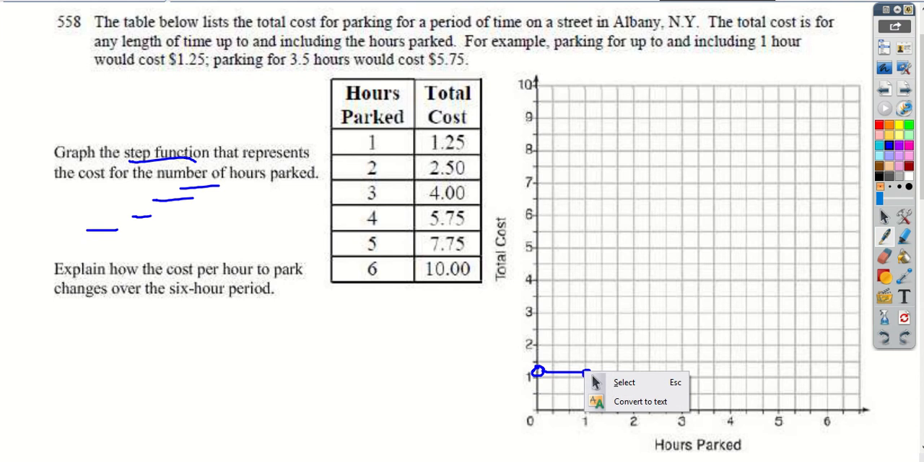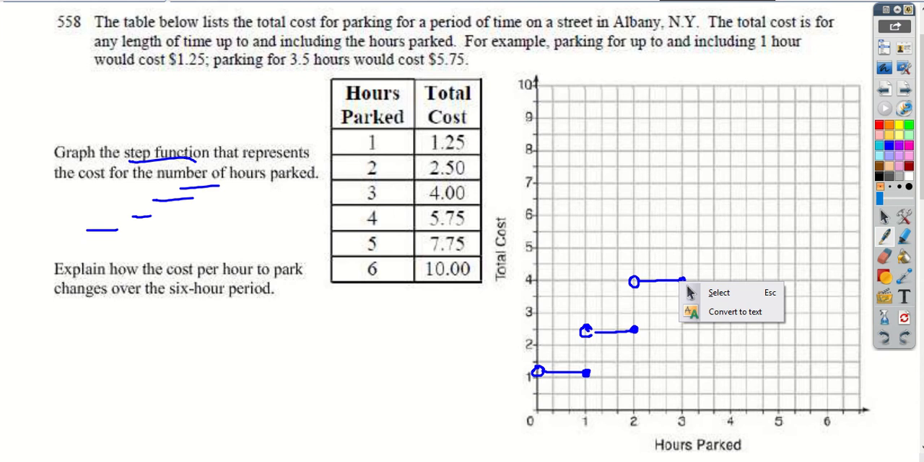All right? As soon as I go beyond an hour to 2 hours, so there's an open circle at 1, I have to pay $2.50. So as soon as I go beyond 1 hour, open circle at an hour, because an hour would actually be $1.25, I pay $2.50 until I get to hour 2. Once I go a minute beyond hour 2, or even a second beyond hour 2, it costs me $4. So open circle there. I drag that over until I get to 3. I have to close my circle.